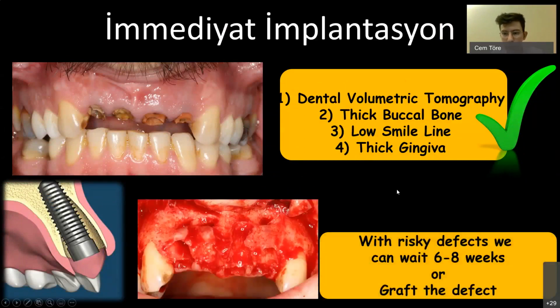With risky defects, we can wait 6 to 9 weeks as a socket preservation, or we can just graft the whole defect. And then preferably, if we have a defect like this, we can place a membrane over the grafted place to ensure it heals better.